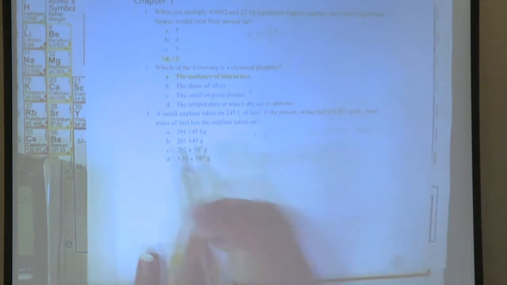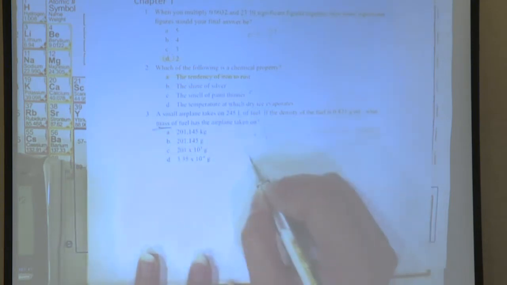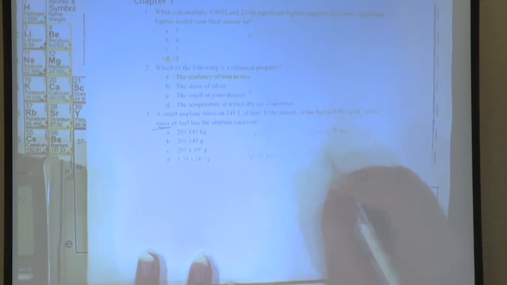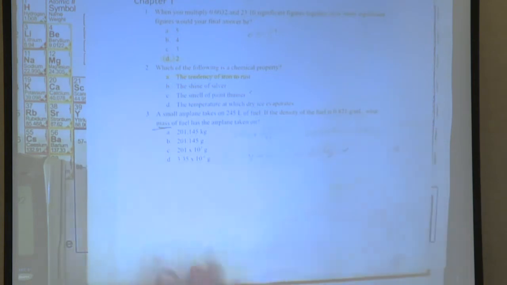And we need to find the mass of this fuel. So how do we go from volume to mass? Well, we know that density is equal to mass over volume. Because we're trying to find mass, I'm going to isolate mass. Therefore, mass is equal to volume times density.